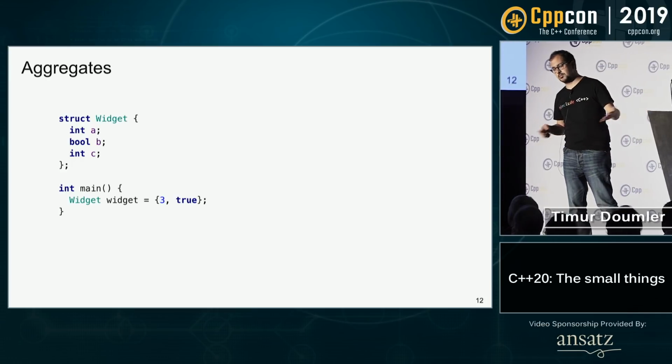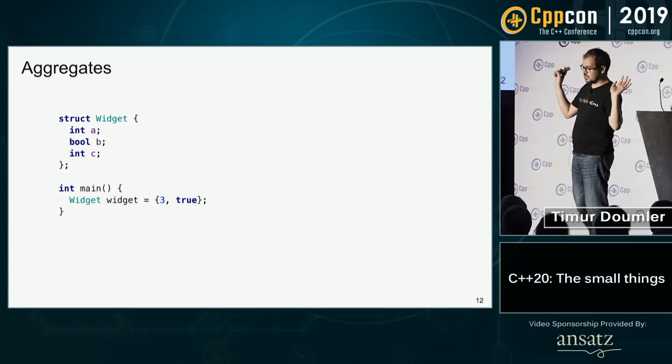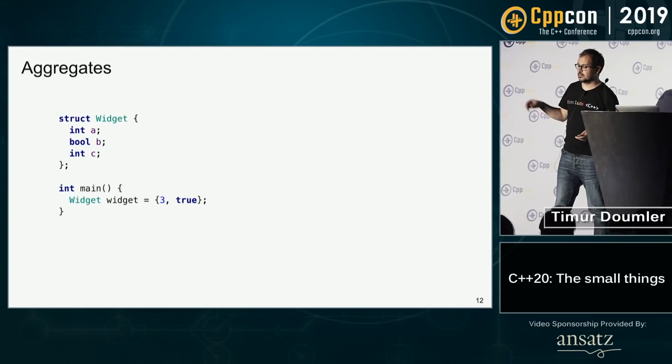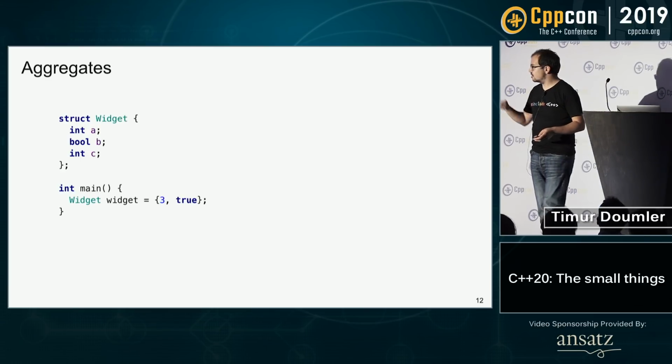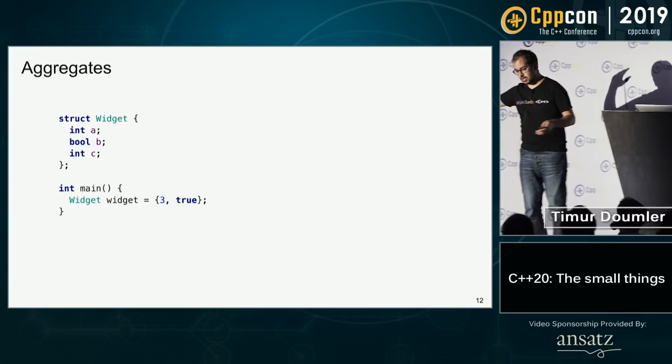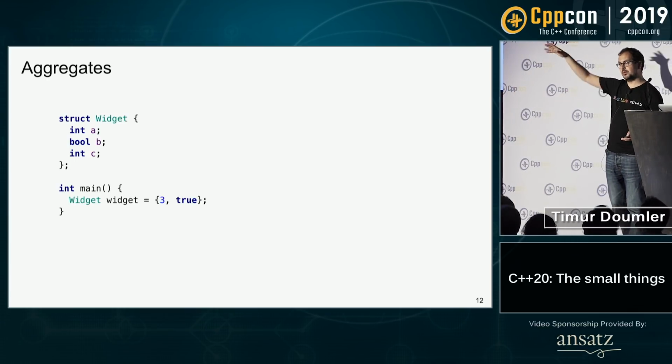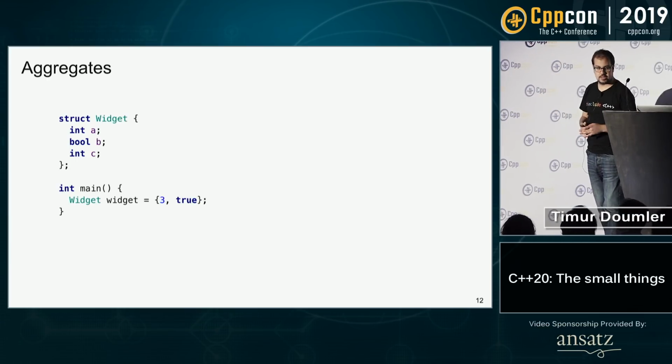Aggregate initialization has been around since before C++98, so we all know this stuff, right? There's no constructor here. The 3 is going to initialize the A, the true is going to initialize the B, and you omit the last one, and then that's going to be 0 initialized.